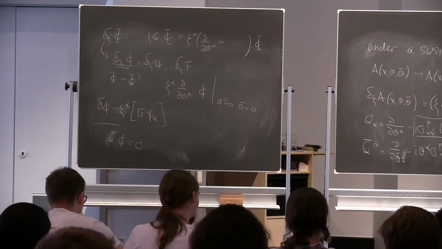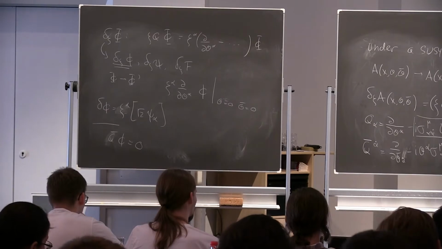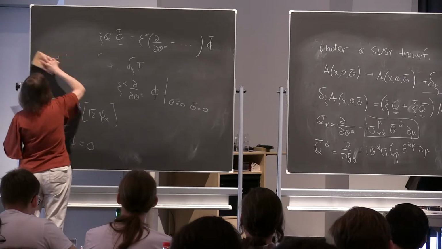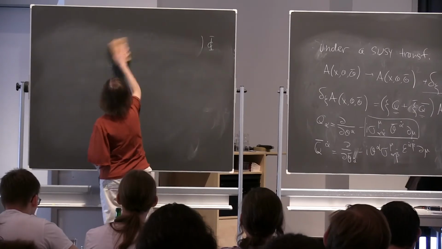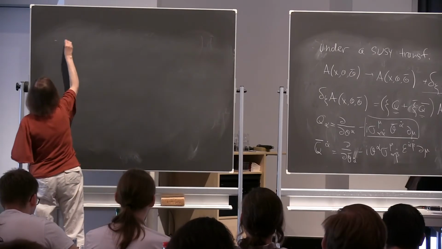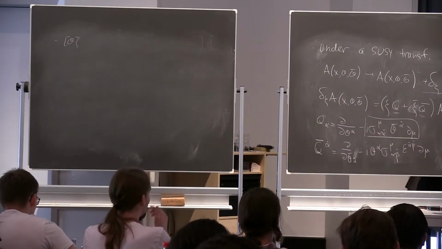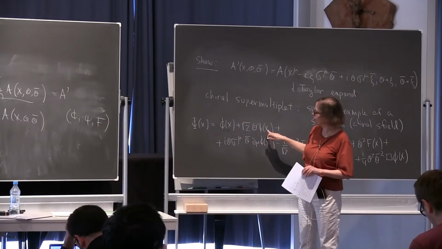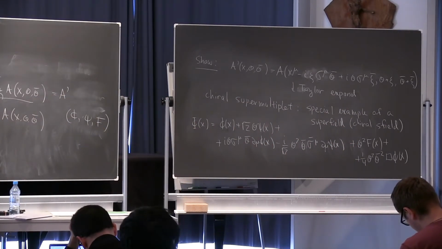So a few comments about this story. Let's get rid of this. First of all, just in order to keep track of dimensions, it's useful to look at the dimension of theta. In this expansion here, for example, we have a scalar field, which is dimension 1, and then psi, which is dimension 3/2. So the dimension of theta is minus 1/2.